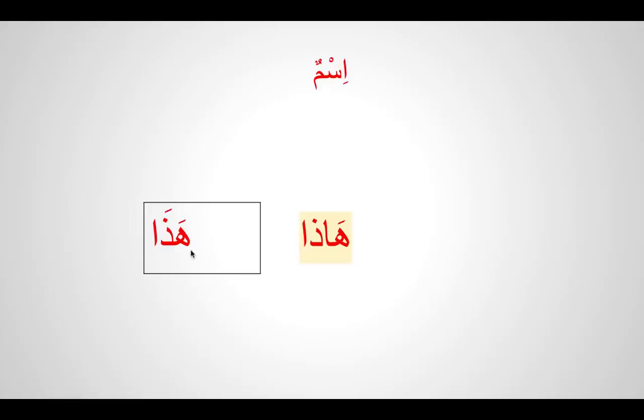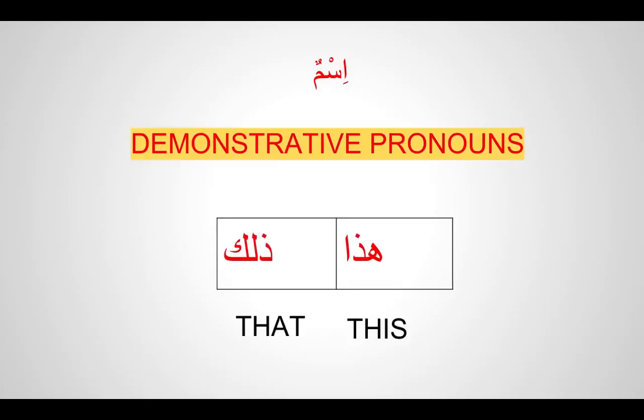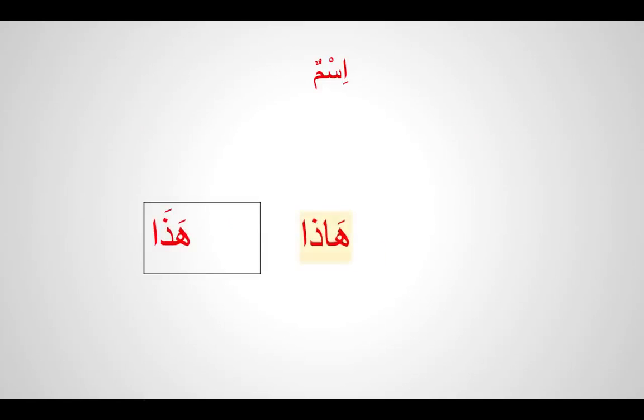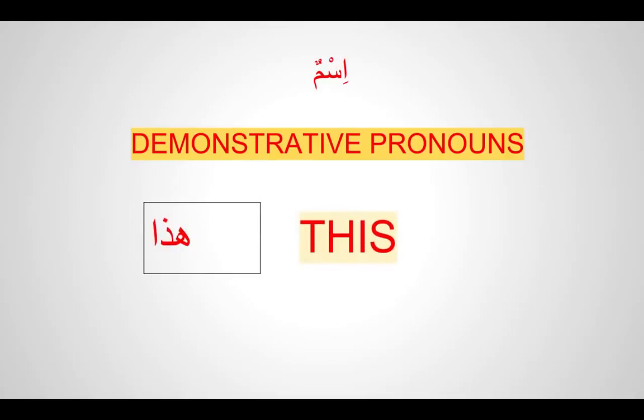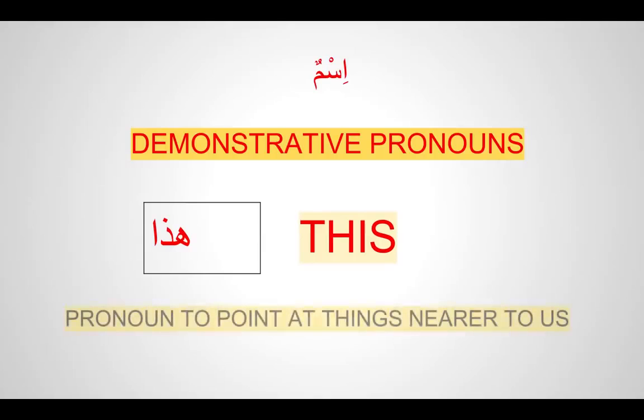So it's written as dhalika but we pronounce it as dhalika. So hadha means this. So when do we use this? We use this pronoun to point to things which are nearer to us. Anything which is close to us, we say this.